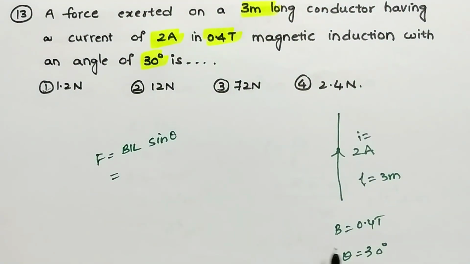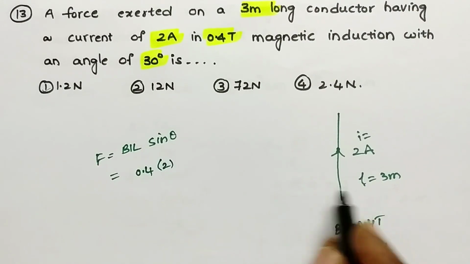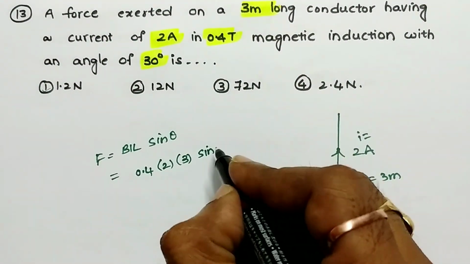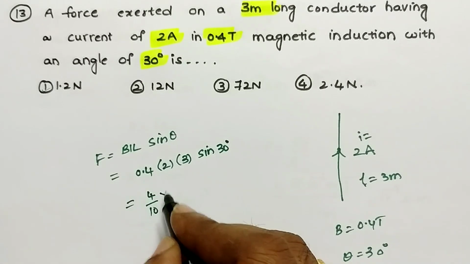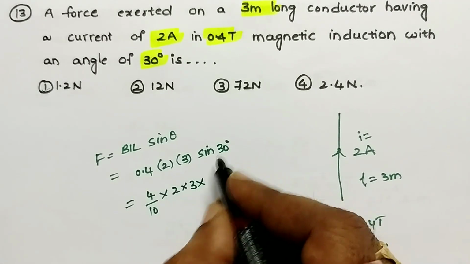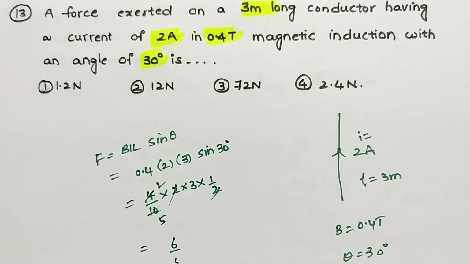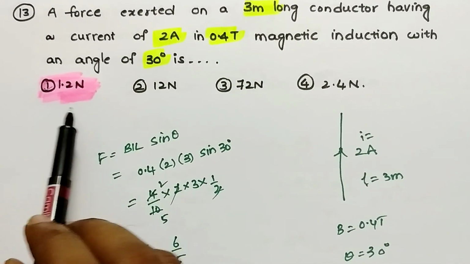F is equal to B, 0.4 Tesla, times I, 2 amperes, times L, 3 meters, times sin theta, sin 30 degrees. So this is 4 by 10 into 2 into 3 into sin 30, which is 1 by 2. The 2 and 2 cancel, which gives 6 by 5. This is equal to 1.2 newtons. So the first option is correct, 1.2 newtons.